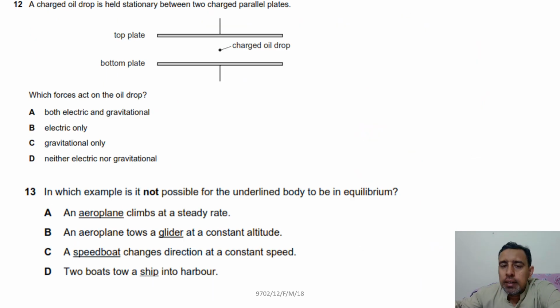Next question is question number 12. It is not included because it is related to the electric field, which is not in AS now.